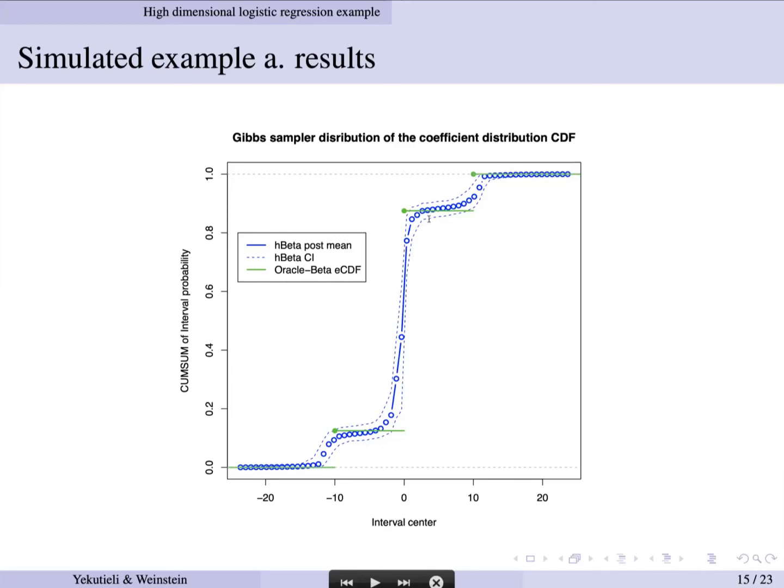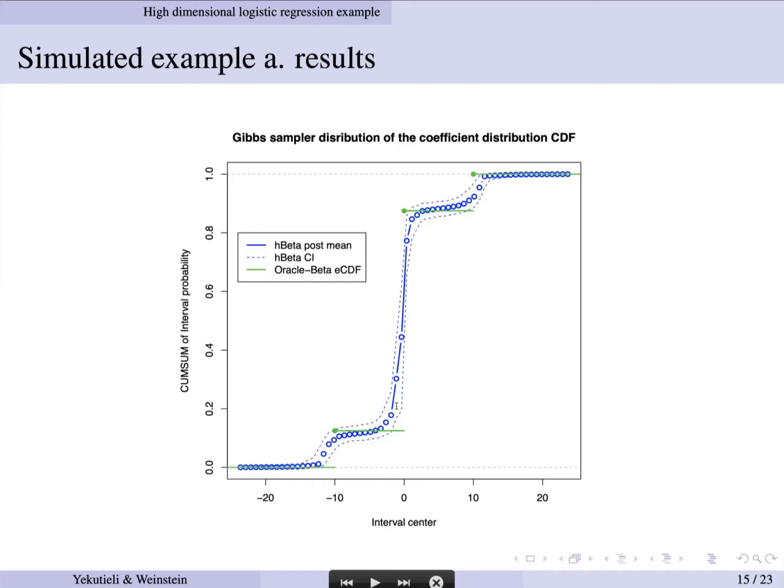The blue curves are a summary of what we get from the H-beta. Remember, the H-beta is not continuous, it's discrete. It is a discrete distribution, a step function. So these points are the step function. We get 65 points, it should be 65 circles, okay? And this is the posterior mean. The blue curve is the posterior mean, okay?